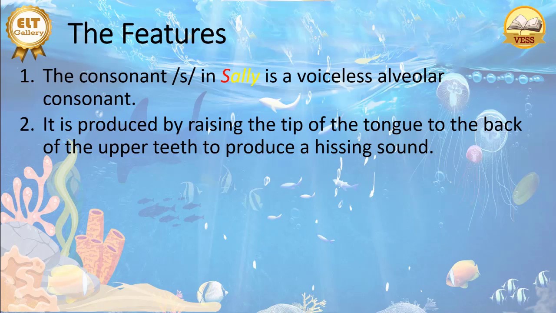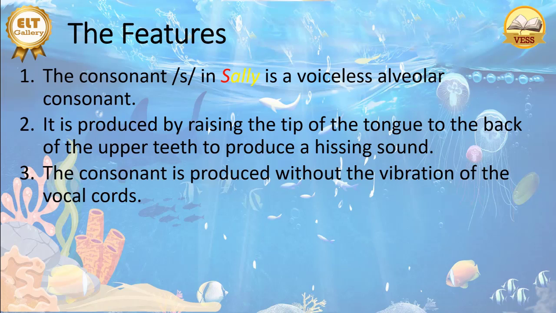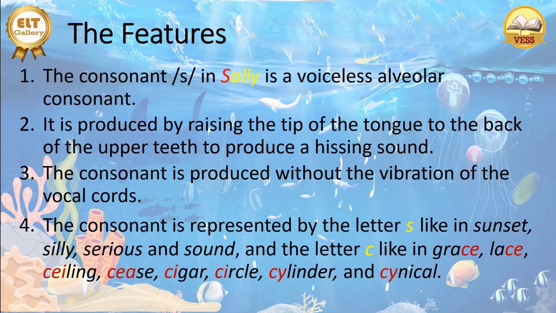So the tip of the tongue moves to the back of the upper teeth to block the air passage so that the air goes out with a hissing sound. And then the consonant is produced without the vibration of the vocal cords. It's voiceless, so the vocal cords do not vibrate. The consonant is represented by the letter S.